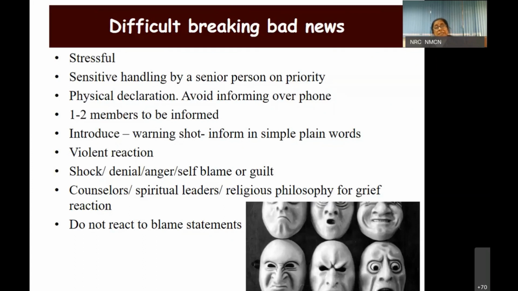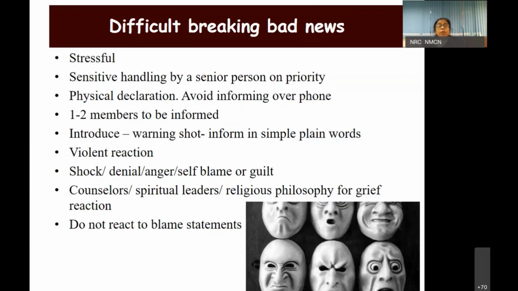If you are expecting somebody, say the wife or a spouse, to have a violent reaction, maybe that may not be the correct person to impart this information to. You have to introduce yourself, that you are so and so. Give a warning shot: I'm so sorry that I have called you for this very unpleasant task. And then inform in simple, plain words.